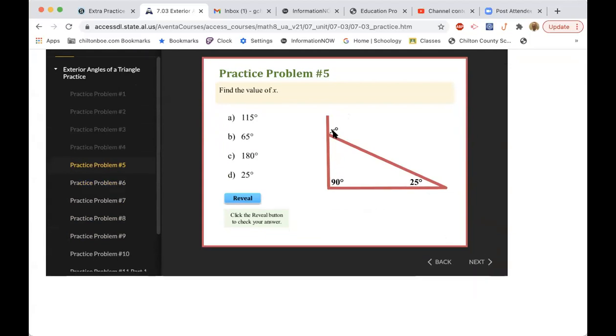Find the value of x. X is an exterior angle, so it's going to equal the sum of these two angles on the opposite side of the triangle. 90 plus 25 is 115. So this exterior angle will also equal 115.